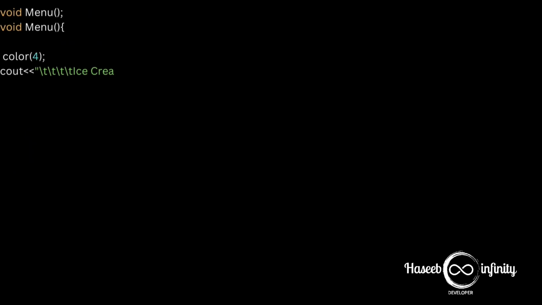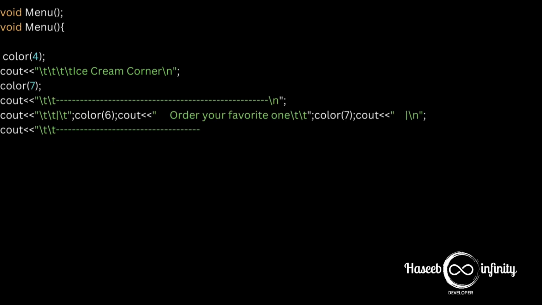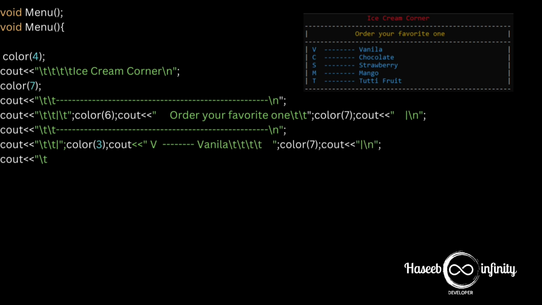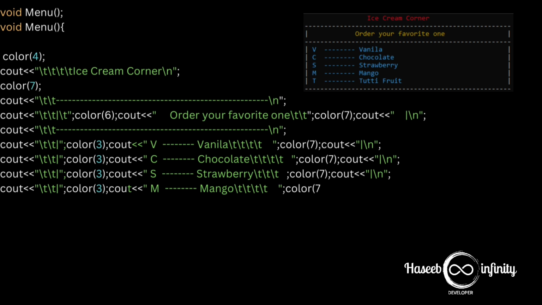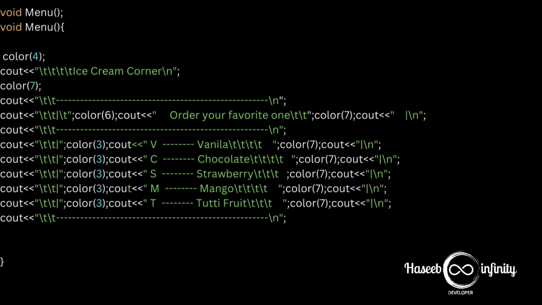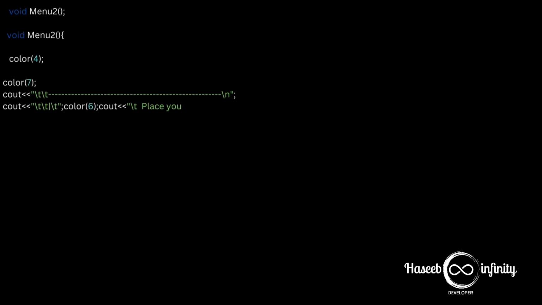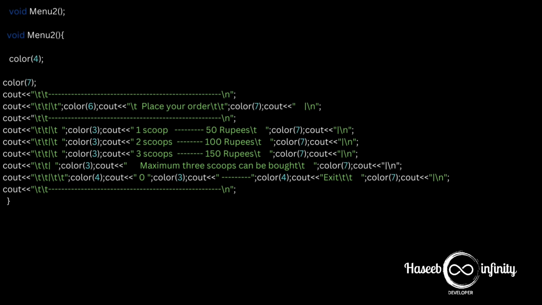Let's make and design our main menu. I have designed my main menu using this code. You can see my main menu at your top right corner. This is the second menu of the user interface. You can see both design and code for the user interface on your screen.